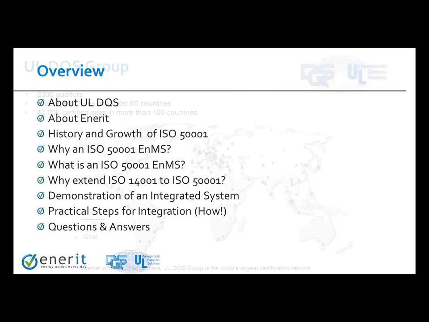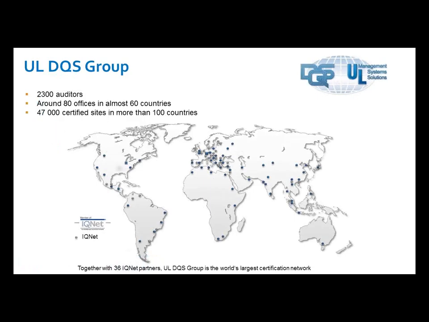Okay, so Don, you just want to introduce ULDQS. Certainly, thank you, Mike. ULDQS is comprised of just a little under 2,500 auditors globally, around 80 offices in 60 countries, and we've got a little over 50,000 certified sites across all of these locations. We have a number of multinationals, and these offices have a number of different standards by which we offer our services, so thank you very much.